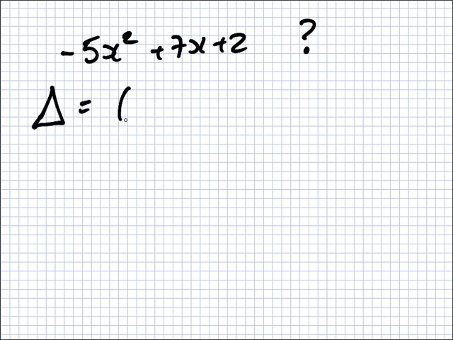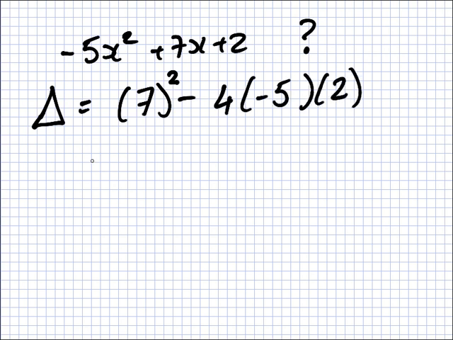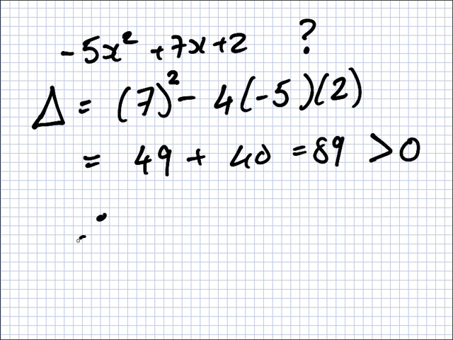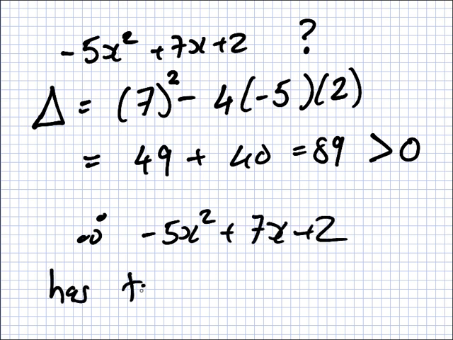Okay, b squared minus 4ac. Yeah? So it works out to be a positive, does it? Oh yeah, clearly, because it's like 89 or something, isn't it? Which is positive. So therefore, minus 5x squared plus 7x plus 2 has two real distinct roots.